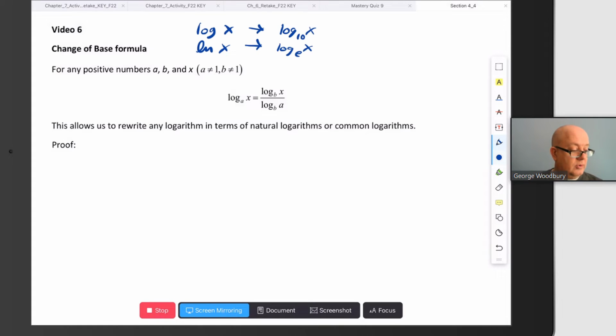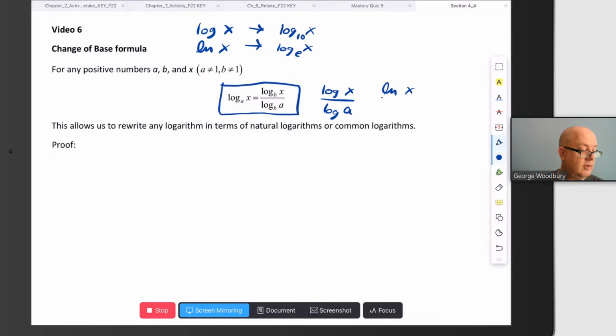And the formula goes as shown here. Log base a of x can be rewritten for any possible base b, any positive number, as log base b of x divided by log base b of a. And so that means that we can do log x divided by log a, or we could do the natural log of x divided by the natural log of a. The original base ends up in the denominator. The original argument ends up in the numerator. Now, before we do this, let's talk about how we know that this works out.